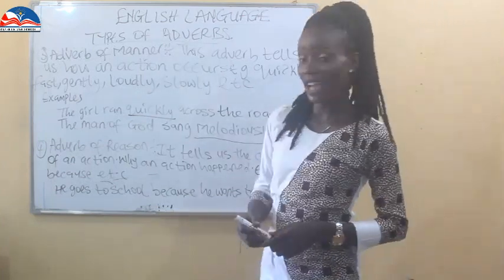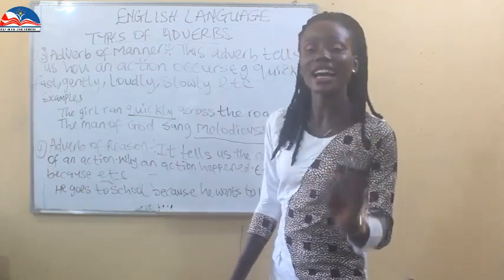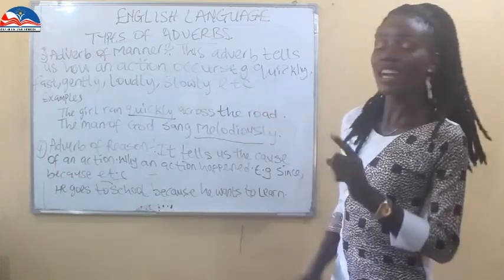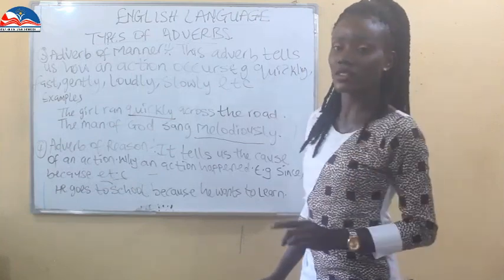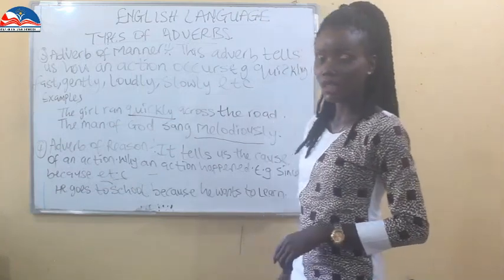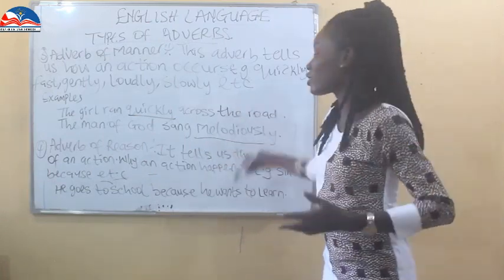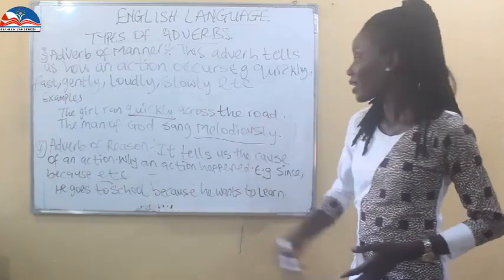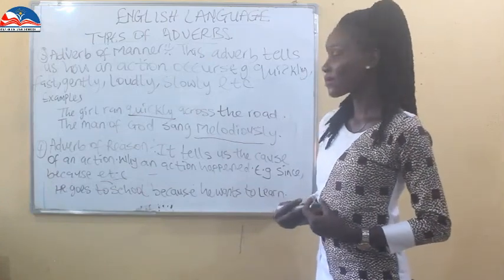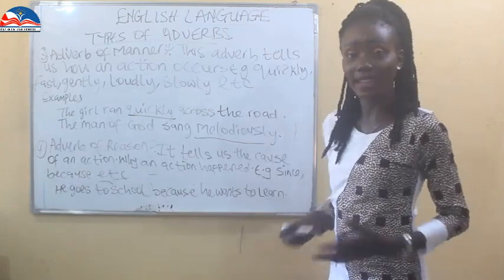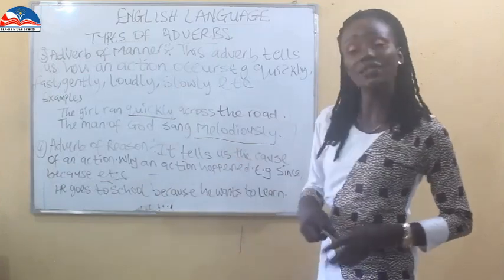The next type of adverb is the adverb of reason. It tells us the cause of an action. Adverb of manner tells us how an action occurs, but adverb of reason tells us the cause of an action, the reason behind it: why an action happened, what led to the occurrence of the action. Since, because, etc. are examples of adverb of reason.